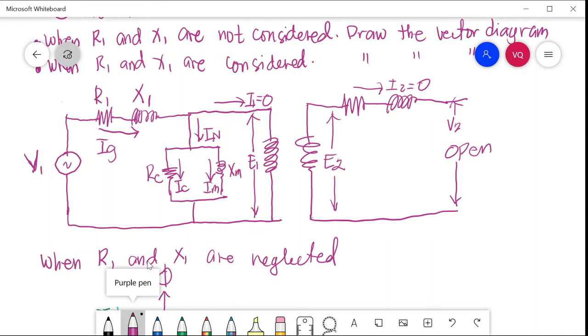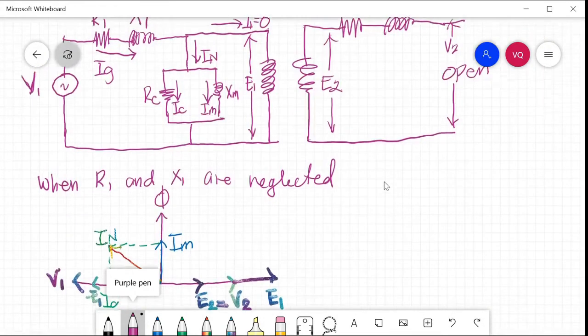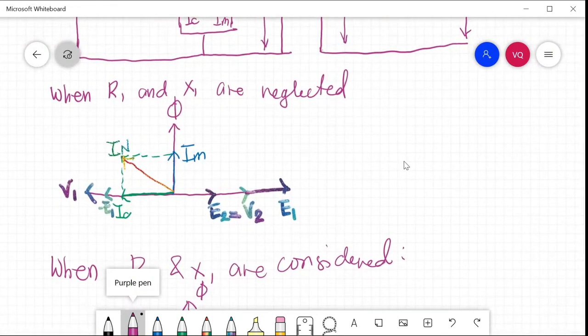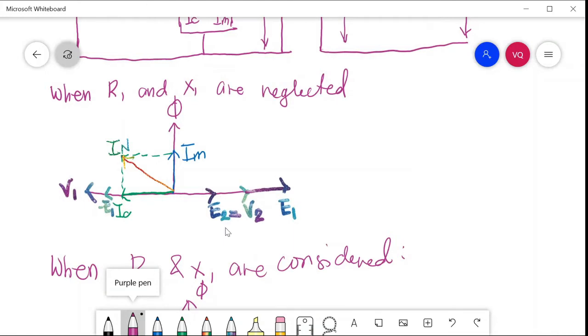So when R1 and X1 are neglected, it means we will set R1 and X1 to be 0. So it is just a straight line, without R1 and X1. So what will be its vector diagram? Since E2 is open and V2 is open, it is equal to the induced EMF at the primary. They are at the reference point.